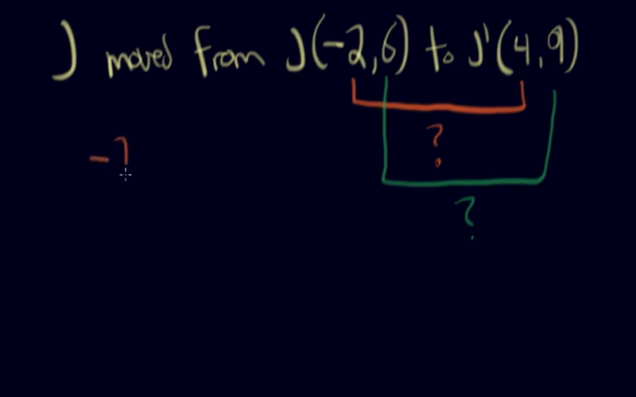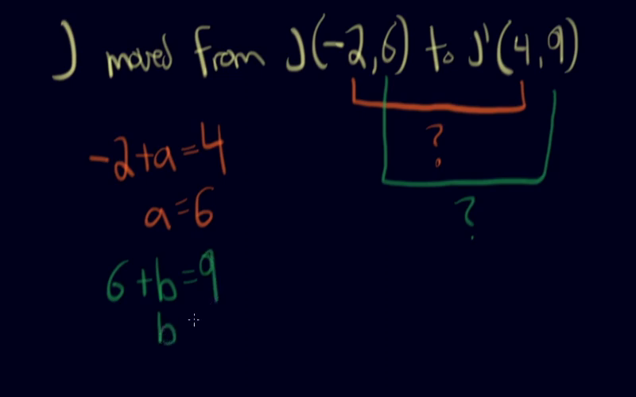Okay. So I want to go negative 2 plus some number was 4. So that would be basic algebra here. That's going to be 6. And for the other one, I want to say 6 plus some number was 9. So hopefully you guys can see that. That's going to be 3. So what is the rule? The rule is x plus 6 and y plus 3.